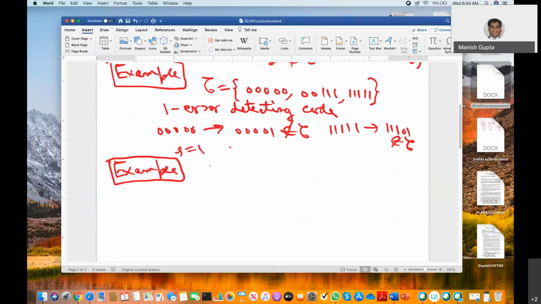So now suppose C is your 000000, 000111, and then 111222, right? So this is a two error detecting code.